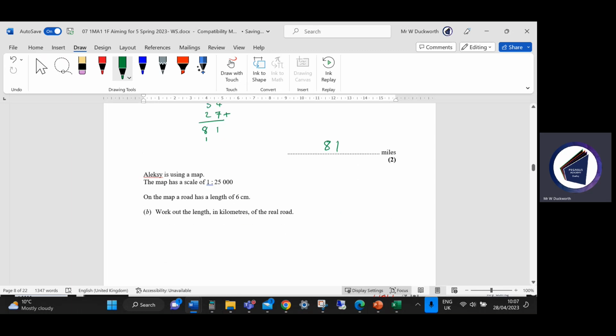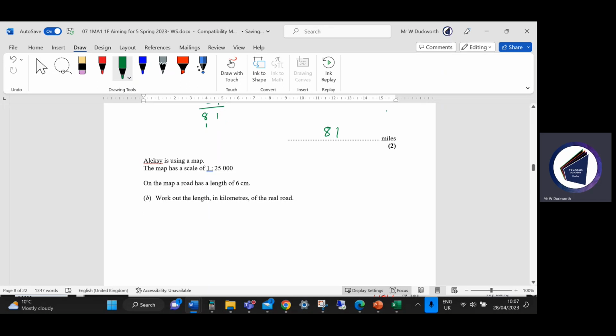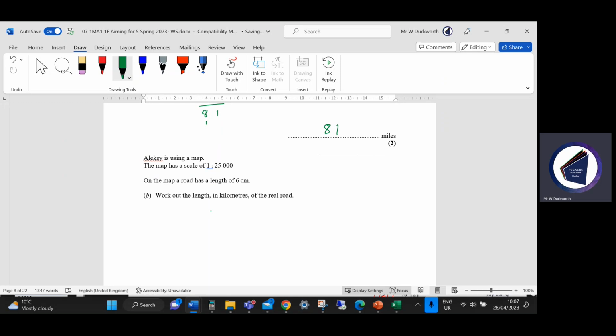Right, and Alexia is using a map. The map is of a scale of 1 to 25,000. On the map, the road has a length of 6 centimeters. Work out the length in kilometers of the real road. So in effect, what that means is 1 centimeter on the map is going to be equal to 25,000 centimeters in real life. So if I say it would be that many meters, and then it would be that many kilometers.